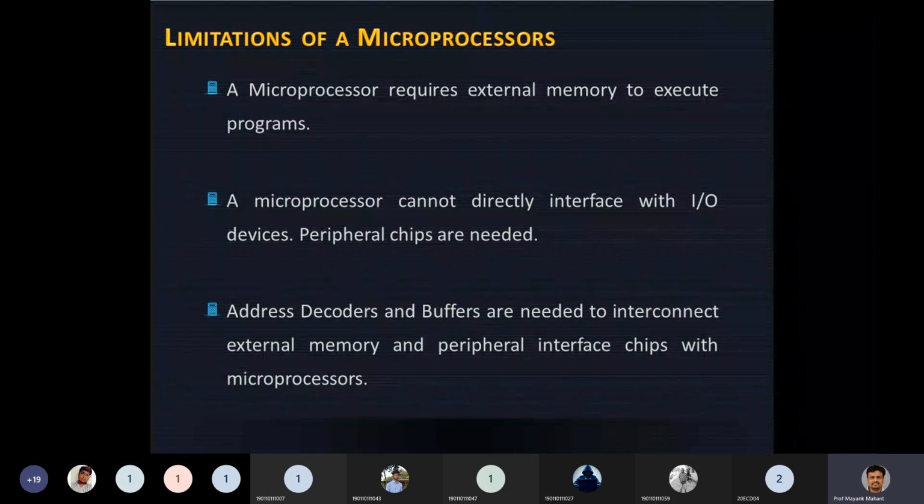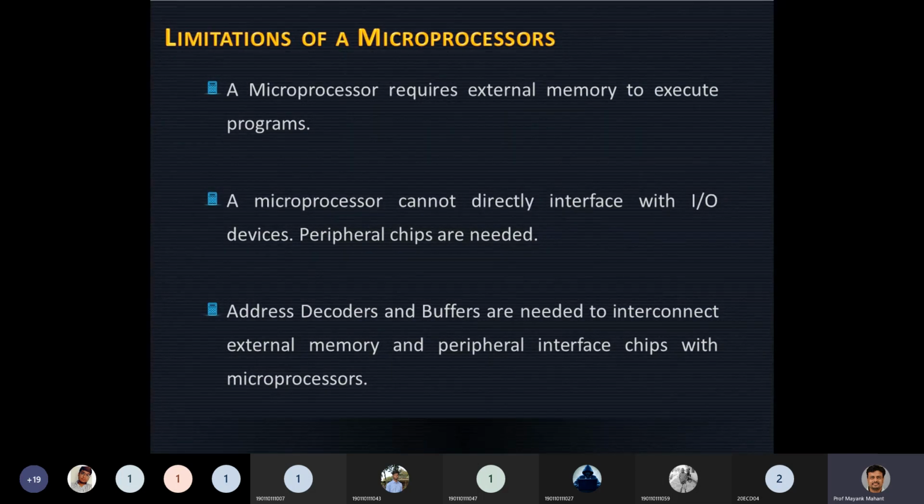The other thing is that a microprocessor cannot directly interface with IO devices such as memory, 8255, 8259. Interfacing ICs are required if I want to add a peripheral to the microprocessor. We cannot directly interface a memory or IO devices to the microprocessor. There are always interfacing ICs such as 8255, 8259, 8253. These are the ICs we generally use for interfacing IO devices or memory with a microprocessor.